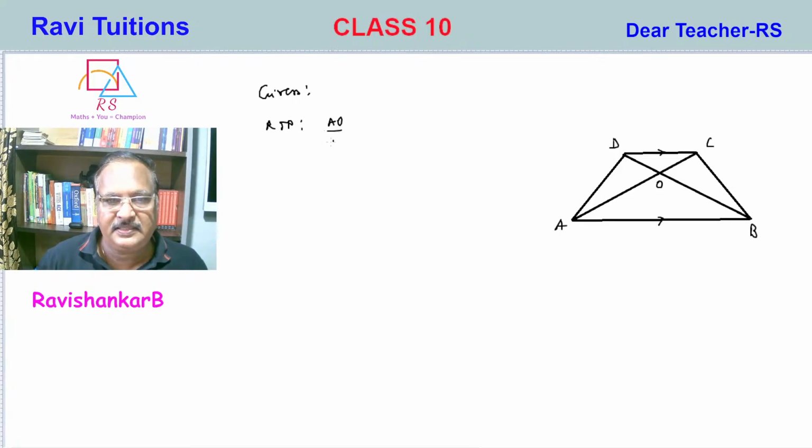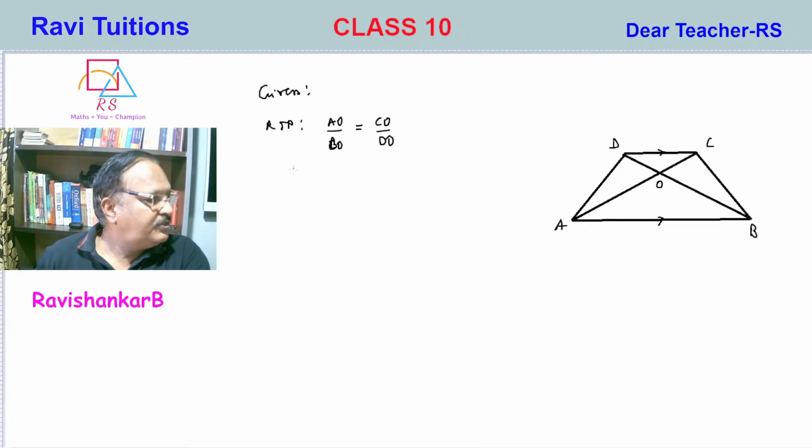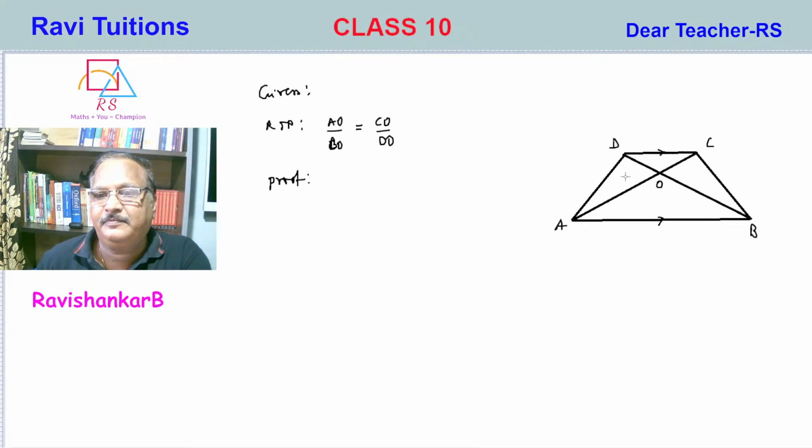AO by BO is equal to CO by DO. Okay. So for this you have to take again basic proportionality theorem. For that we have triangles, but we don't have a parallel line.